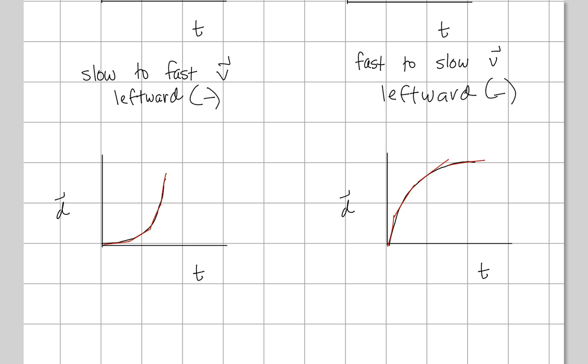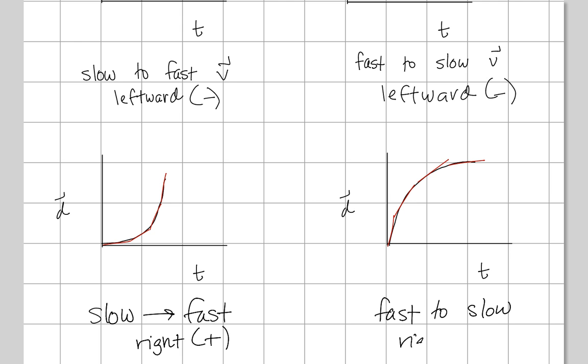Okay. So this one is also slow to fast, except we're moving right because of the positive slopes. And this one's also going fast to slow, but we're moving right because of the positive slopes. Okay? So that's it for the notes today. That was like a straight hour of notes. But I find that in physics, if you don't take care of the details in the beginning, when you go to do stuff later, it just won't make sense because you don't remember and you don't understand.